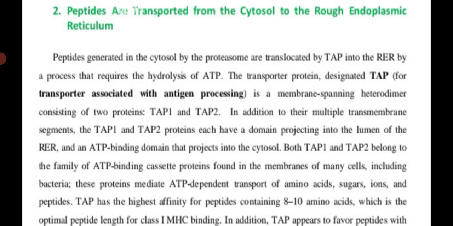It is made up of three domains. One is a membrane spanning domain. Second is a domain which projects into the lumen of the rough endoplasmic reticulum, and a third domain is an ATP binding domain. It projects into the cytosol. These are the three domains of a TAP protein. The role of the TAP protein is to transport the peptide antigen from the cytosol to the ER.